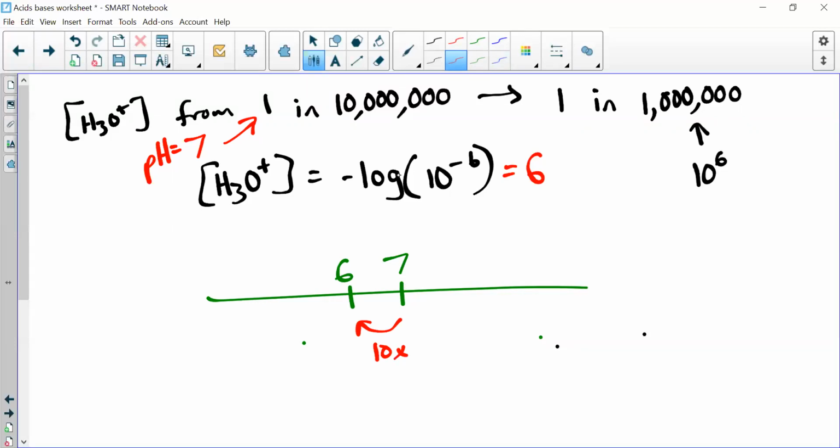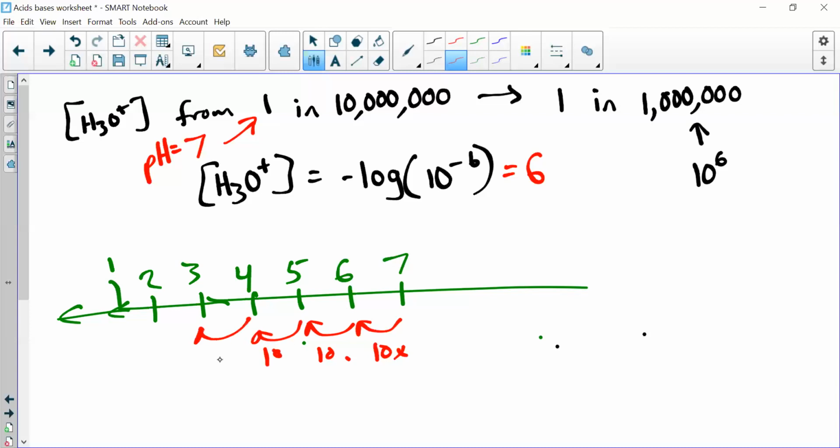You might think that if you start with a 7 and want to make it 10 times more acidic, you divide it by 10 and pH would be 0.7. No. Let's go with a whole number, it'll make it easier. Let's say we wanted to show a pH of 1, which would be very acidic. 5, 4, 3, 2, oh boy, 1. How many times more acidic if you go from 7 to 1? Well, 7 to 6 is 10 times. 6 to 5 is 10 times. 5 to 4, 10 times. 4 to 3, 10 times. 3 to 2, 10 times. And 2 to 1, 10 times.